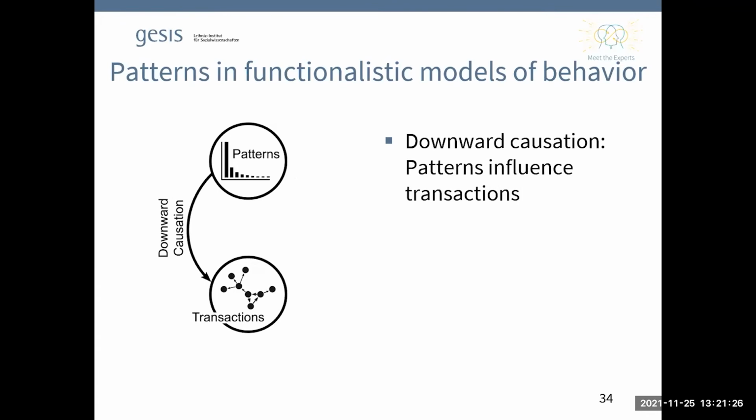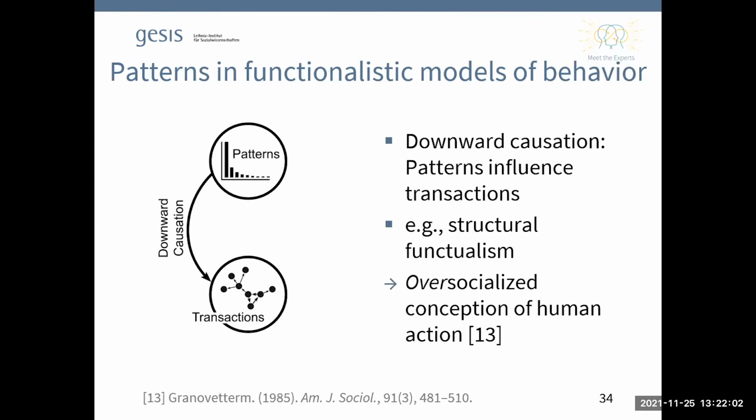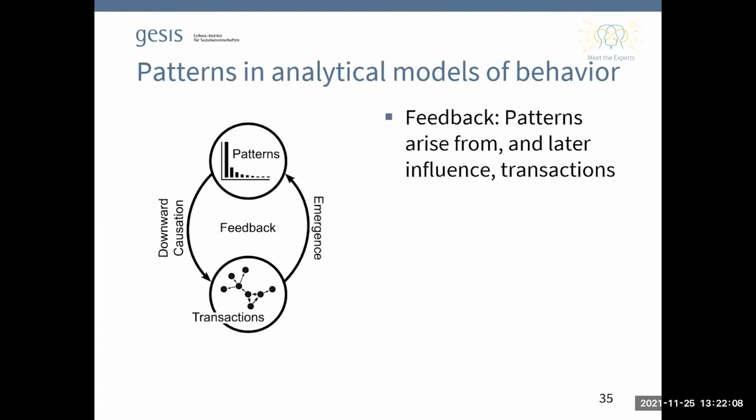Now, in a functionalistic model of behavior, patterns would influence transactions. This is the notion of downward causation. Patterns have an effect on transactions, meaning they influence transactions. And you have, for example, in the past century, Parsons' theory, which was very famous and widely practiced, which is the idea that norms very much influence human behavior, up to the point where they are like a straitjacket, where people don't have degrees of freedom to behave differently. And Granovetter has characterized this as an over-socialized conception of human action. But of course, the two things can go together, right?